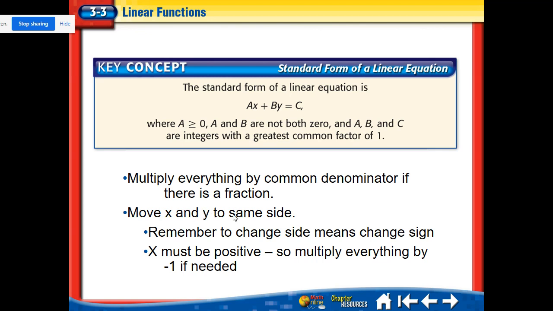Next, we're going to have to move the x and y to the same side. Remember to change the sign. To change sides, you need to change the sign. So if it's 4x over here, and I move it to the other side, it's got to become negative 4x. And remember, by the rule, x must be positive. So if it isn't, we have to multiply everything by negative 1. So I'll do a couple of those just to show you as we go through here.